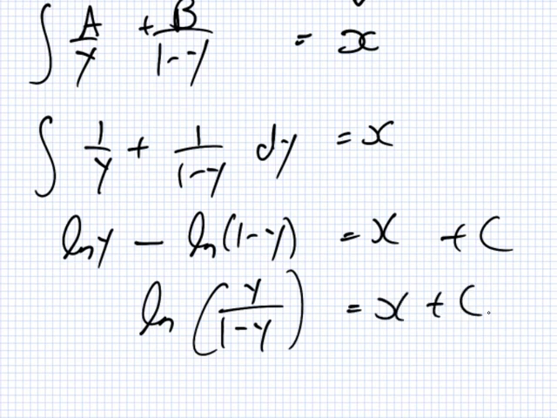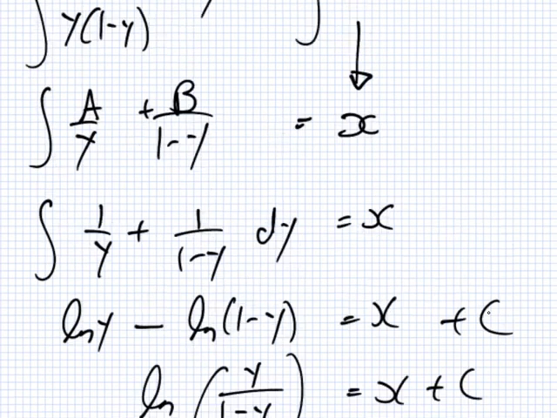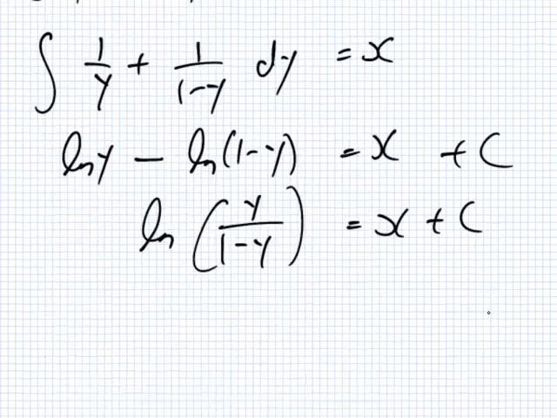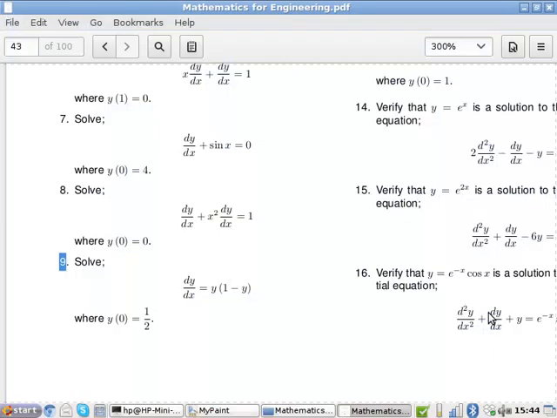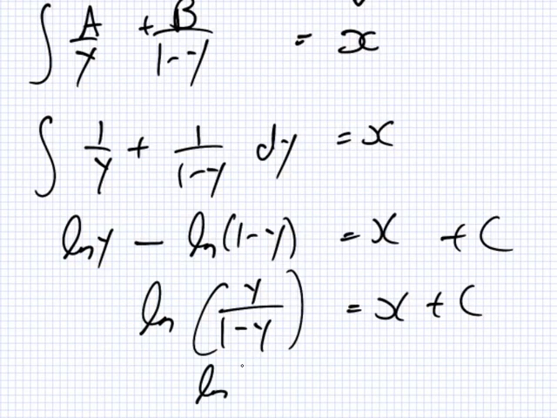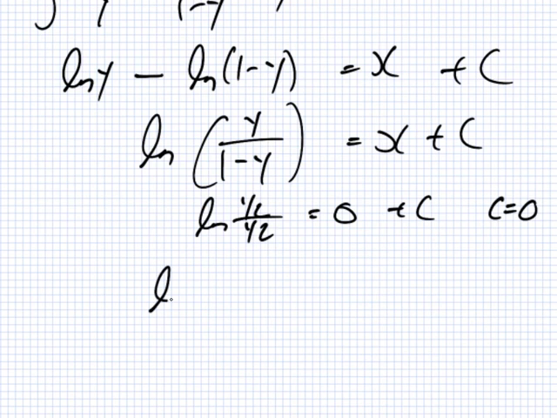Now, of course, we're not finished. We still need to get the c, which I tell you... oh, no, I don't tell you here. y is a half at x equals 0. So log of a half over a half equals 0 plus c. That means c equals 0, because it's log 1, which is 0. Then Faisal had the problem which we now have: we don't want a formula for x, we want a formula for y.